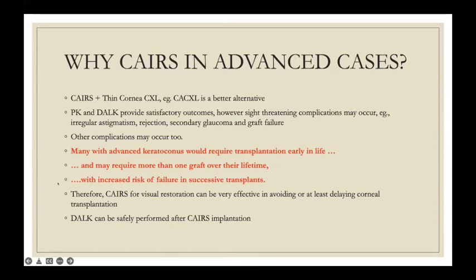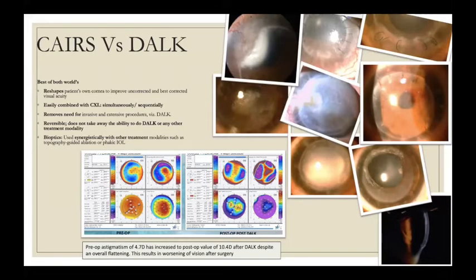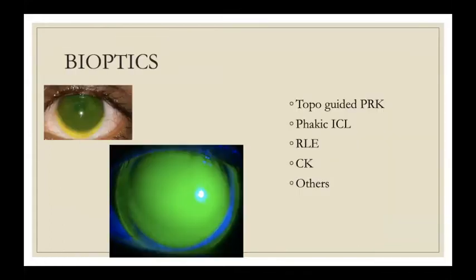And the biggest advantage is it doesn't take away the ability to perform a DALK at a future stage. So you can still perform a DALK if you want to at a later date, whereas the reverse is not possible. Once you do a DALK, there's no way that you can reverse that and go back. Of course, DALK can have lots of complications associated. So CAIRS does give you this huge advantage of making it a much simpler procedure for both the surgeon and the patient.